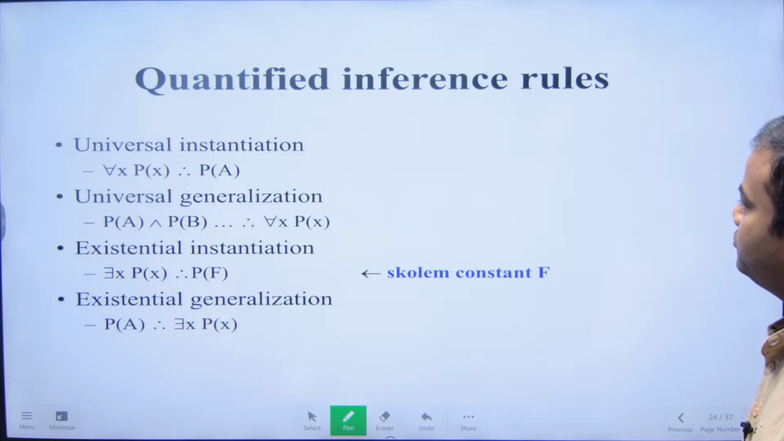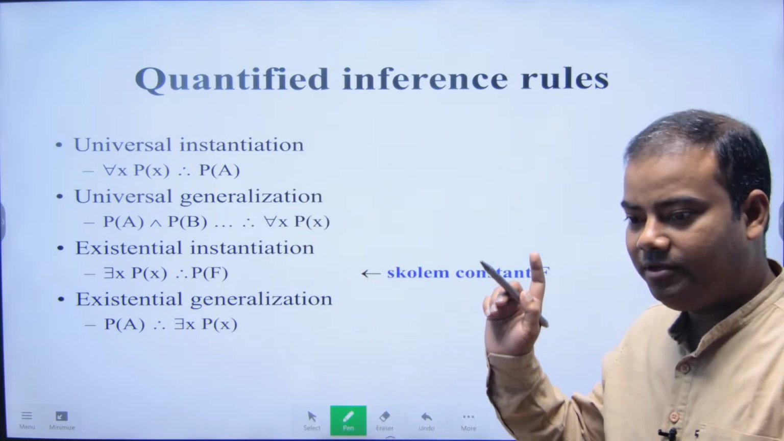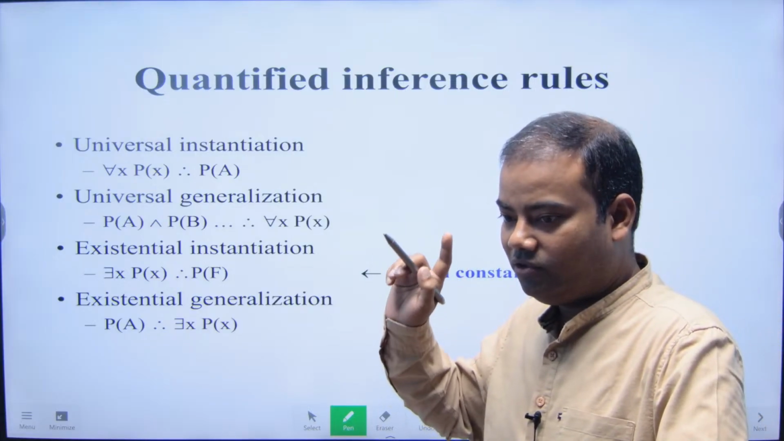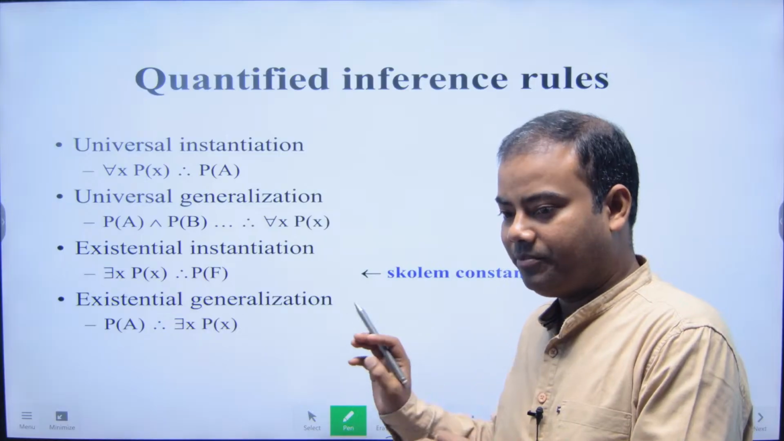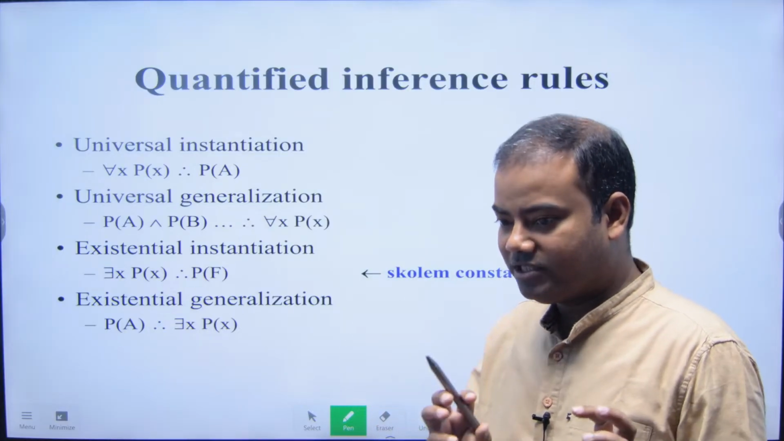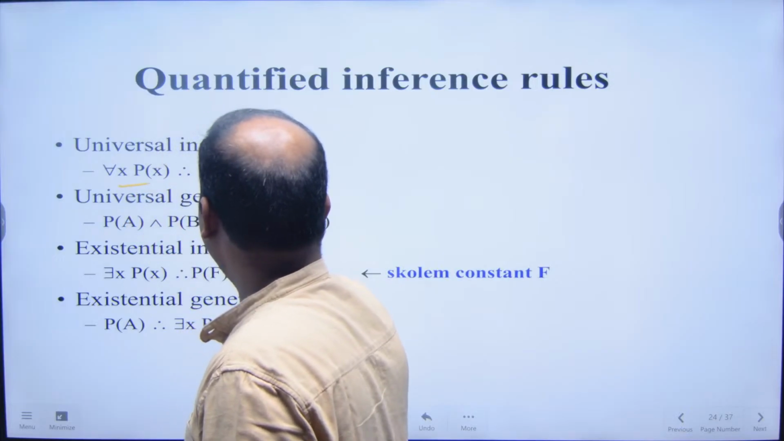Quantified inference rules. Again, there also we have seen modus ponens and modus tollens. Those are what? Inference rules. From something we can conclude something, meaning from given premises we can conclude this. So from for all x P(x), can we conclude P(a)?